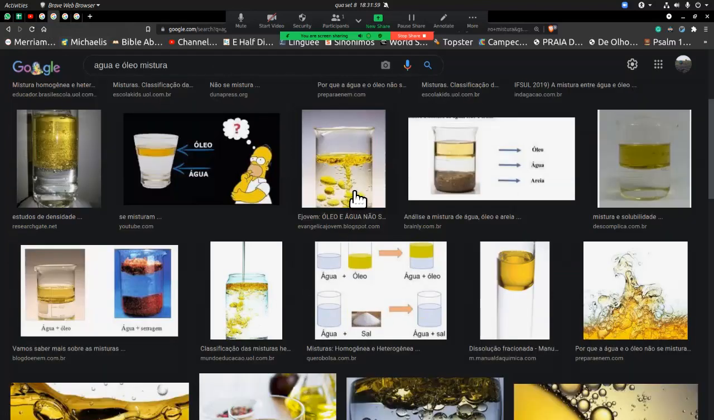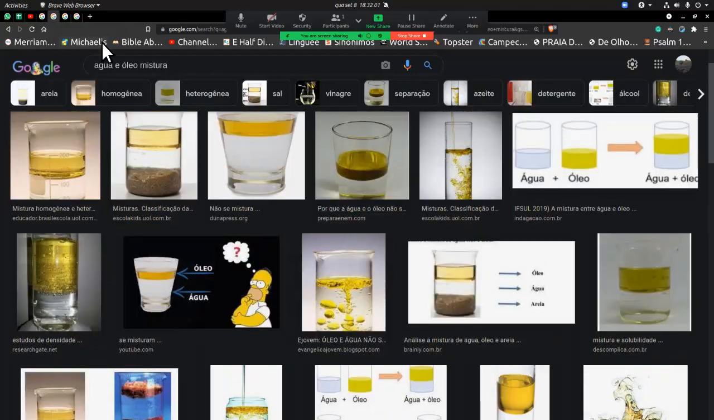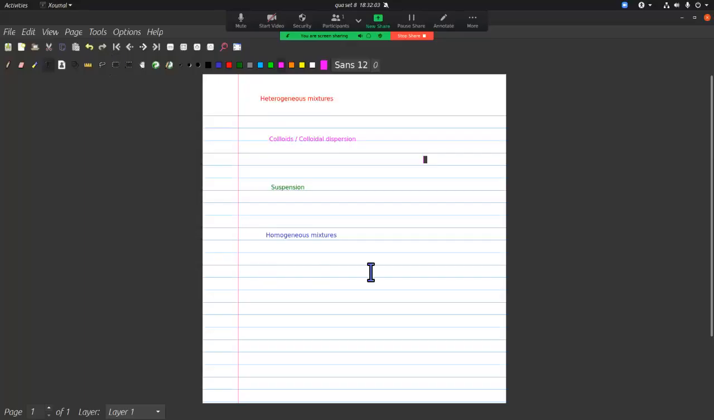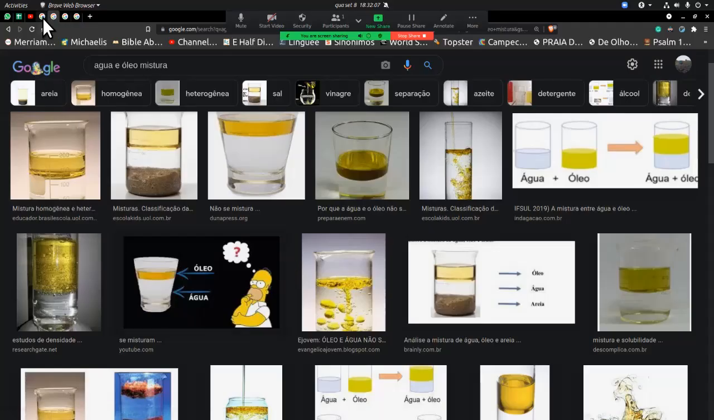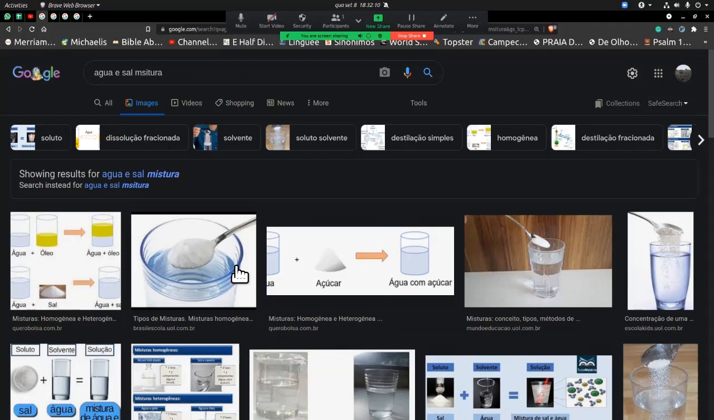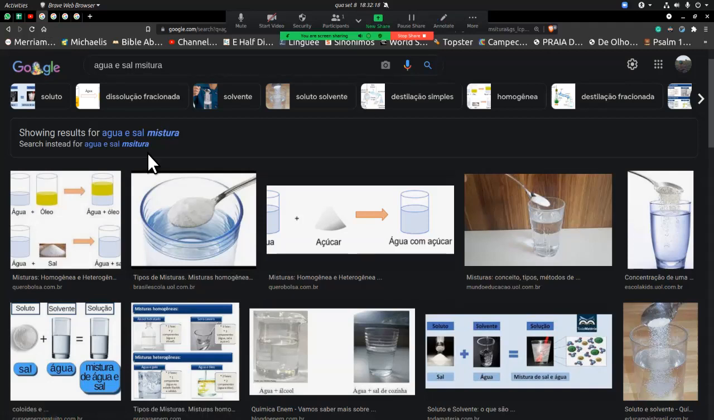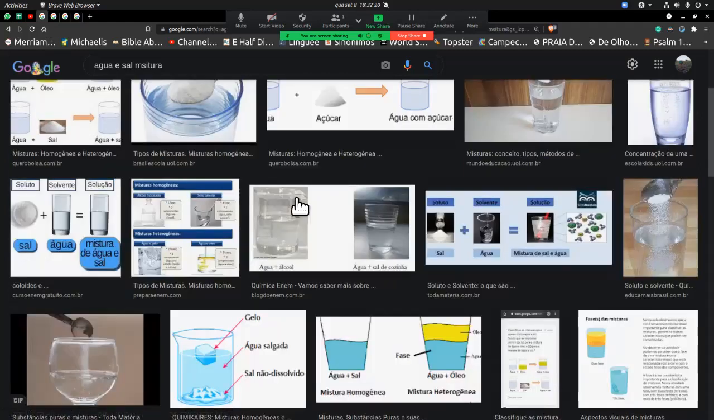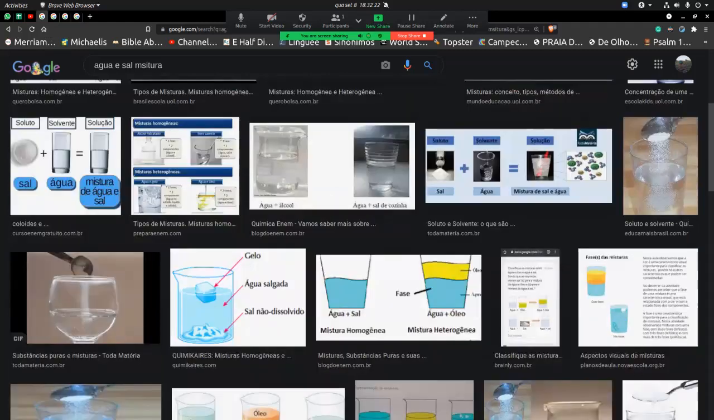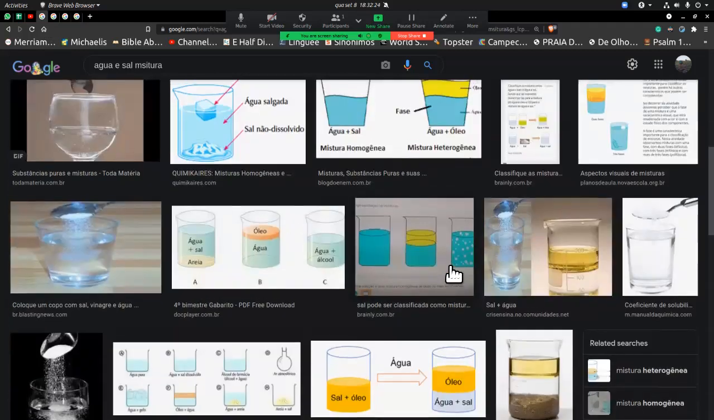And we have a solution or a homogeneous mixture, which is, for example, water and salt. We cannot, with naked eyes, and not even with a microscope, distinguish between the salt and water because they are in one solution.